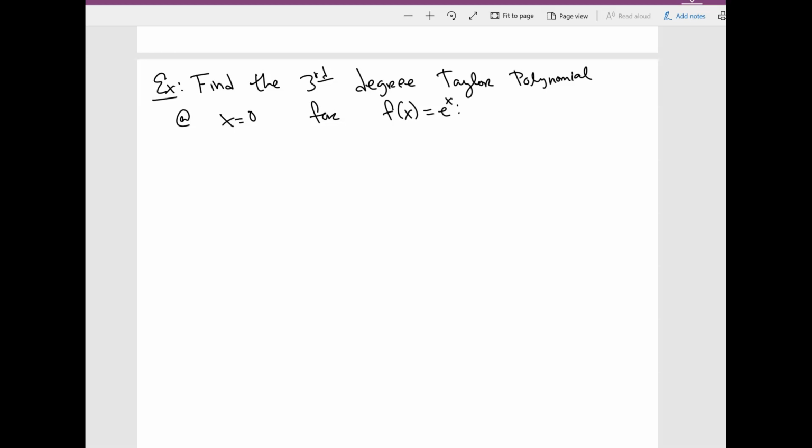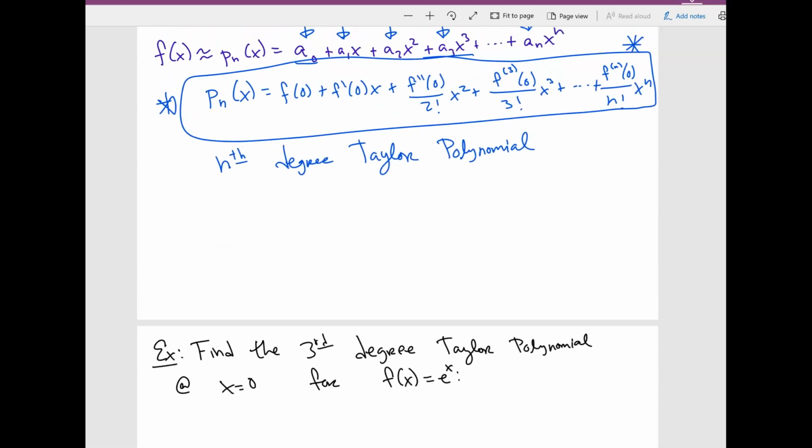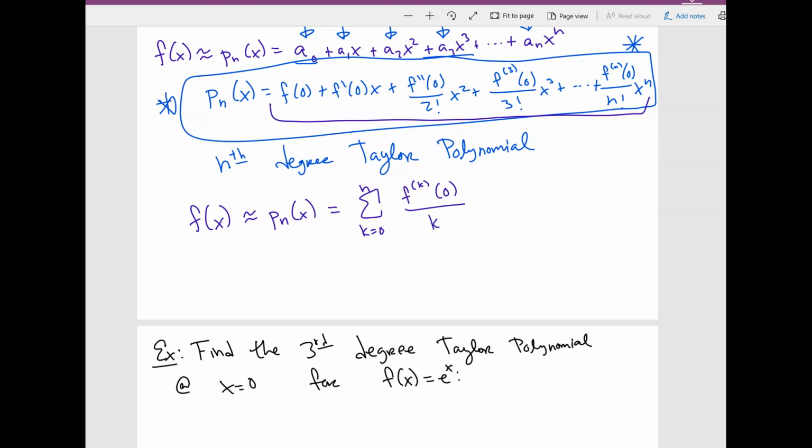So in this video, we're going to do a problem using Taylor polynomials. We said in the previous video that you have this sort of function and you can approximate it with an nth degree polynomial. And this is the entire formula for the polynomial. You can write it in shorthand notation as the sum from k goes from 0 to n of f to the k of 0 all over k factorial x to the power of k. If you want to write it a little bit nicer, this thing just means all of this.